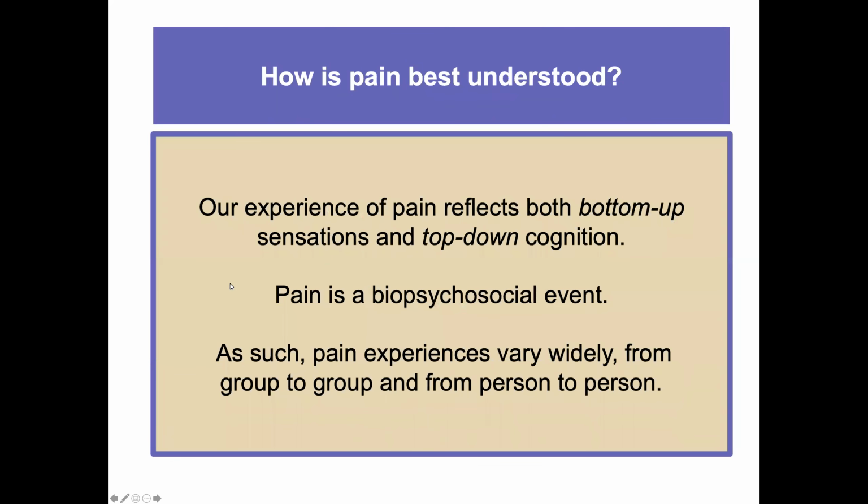How is pain best understood? Well, our experience of pain reflects both bottom-up processing and top-down cognition, which is more of our perception being involved. Pain is a biopsychosocial event. The experience of pain for the same kind of insult to our body or somebody else's body can vary widely from group to group and from person to person. You may notice, within your own family or group of friends, you may be someone who is highly sensitive to any sort of pain, or you may be someone who has a fairly high pain threshold.